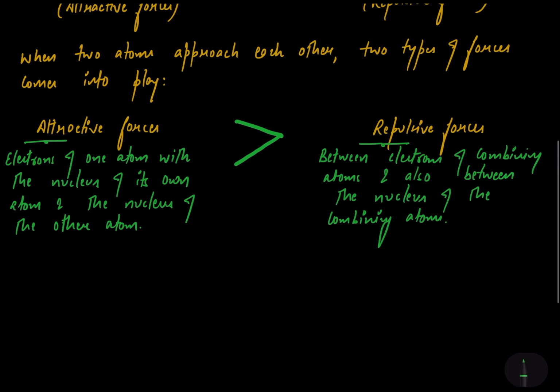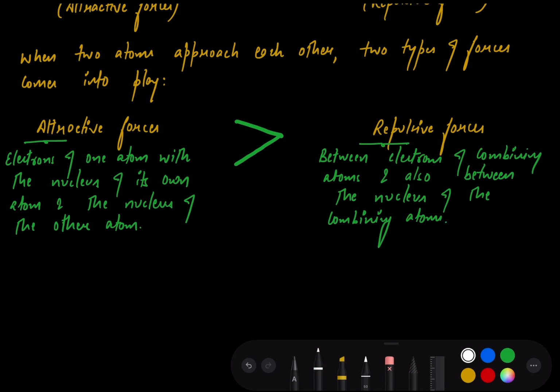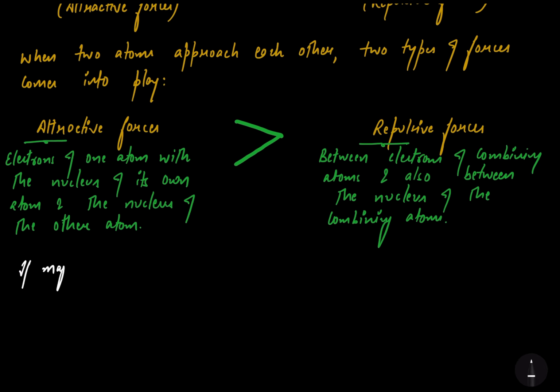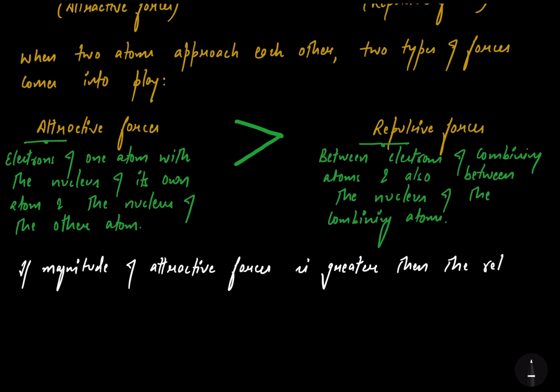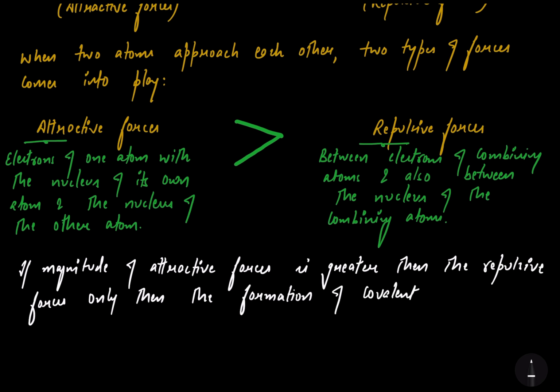So I'm writing: if the magnitude of attractive forces is greater than the repulsive forces, only then is the formation of a chemical bond or covalent bond possible, or you can say feasible.